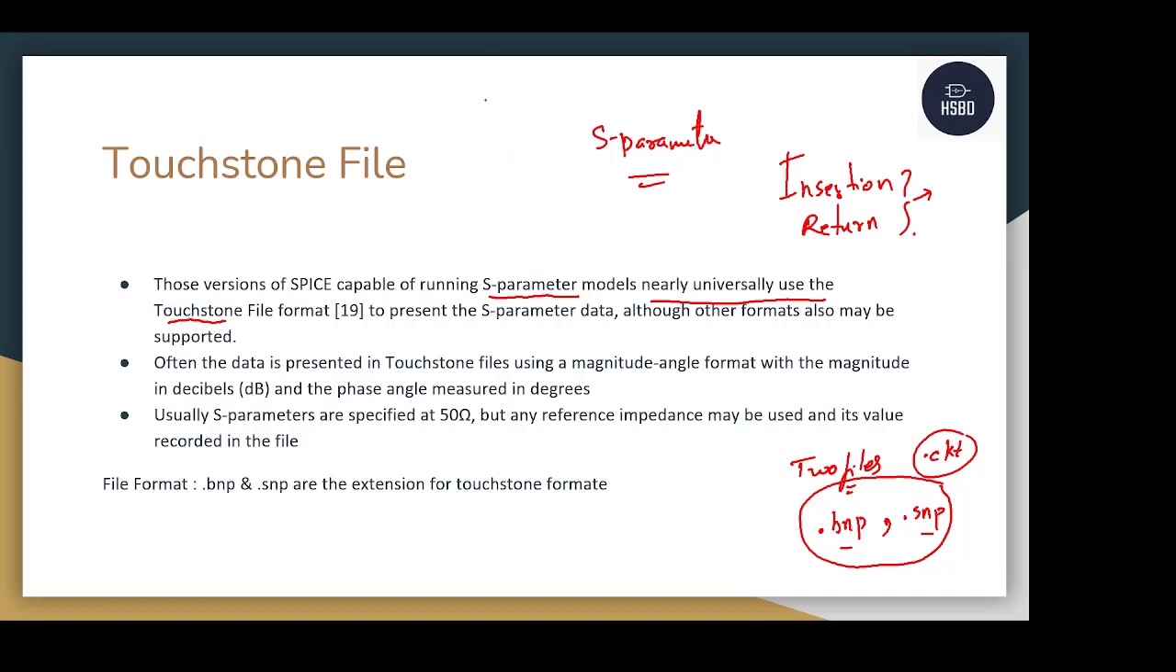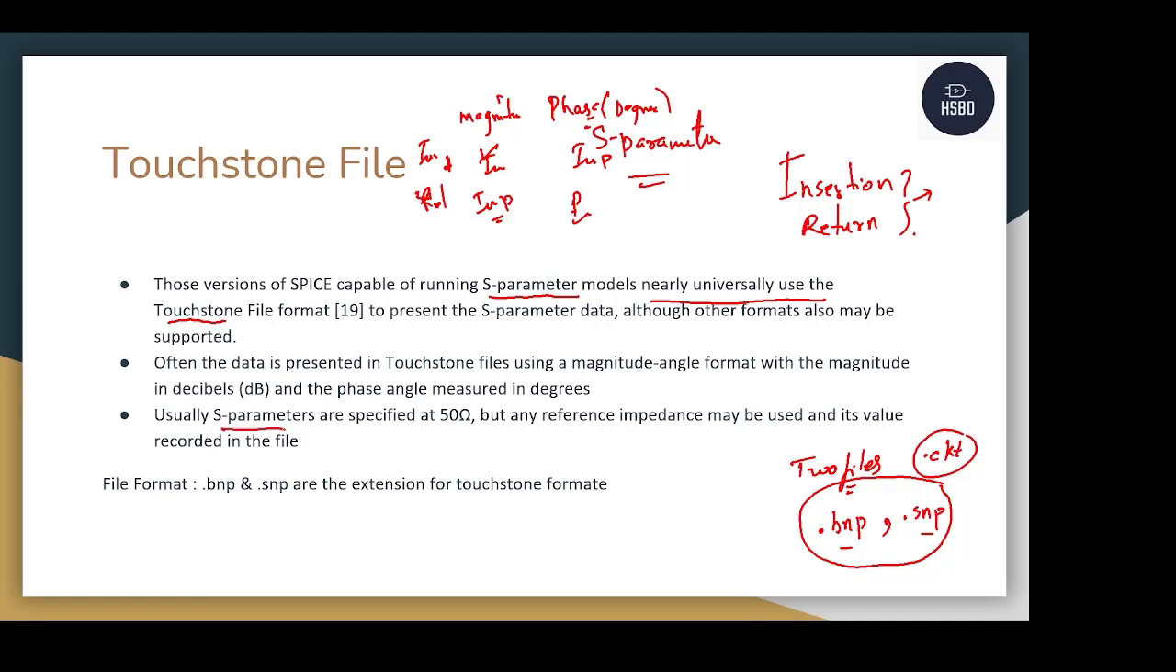It will have the magnitude of the loss, as well as the phase of the loss. Magnitude and phase, or we can call it degree, of the loss. So for insertion loss, at each frequency, what is the magnitude of the impedance and what is the phase of the impedance? Similarly for return loss, what is the magnitude of the impedance and the phase of the impedance? So this touchstone file has all the information about the S parameters extracted.